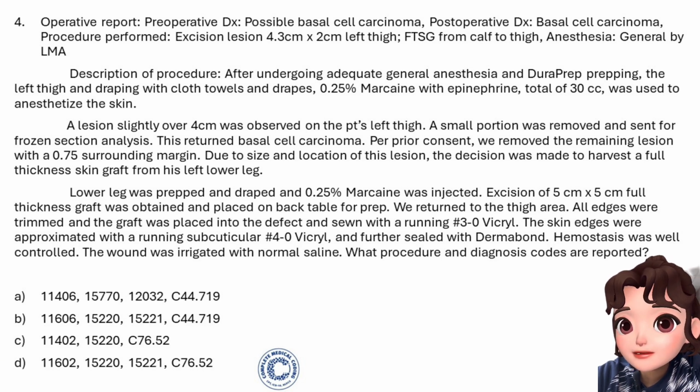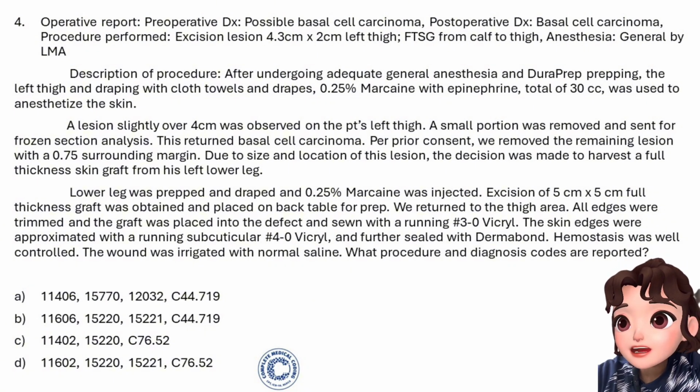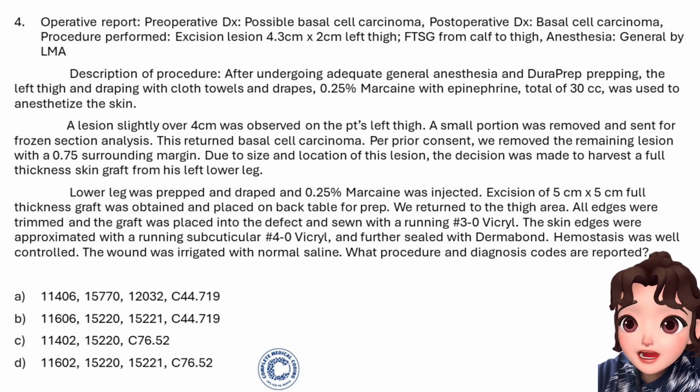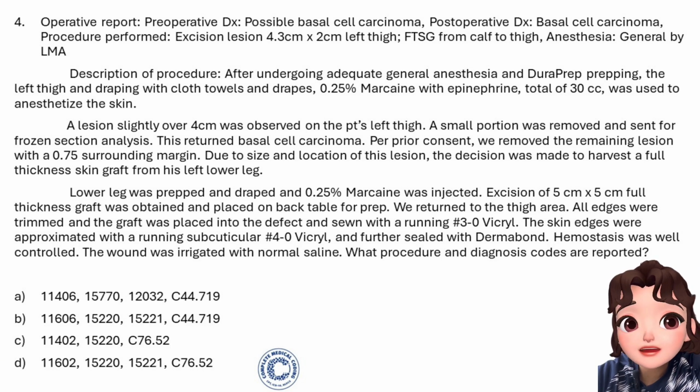All edges were trimmed and the graft was placed into the defect and sewn with a running 3-0 Vicryl. Means it is sutured with that medicine, Vicryl. That graft has been placed onto the thigh area. The skin edges were approximated with a running subcuticular 4-0 Vicryl and further sealed with Dermabond. All this is just explanation only. Hemostasis was well controlled, means there is no bleeding. Okay, the wound was irrigated with normal saline.